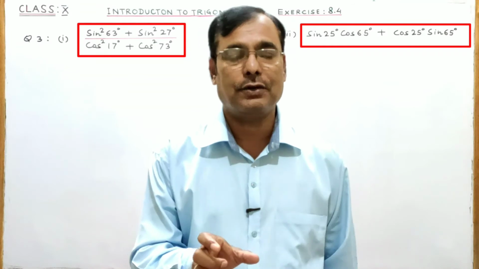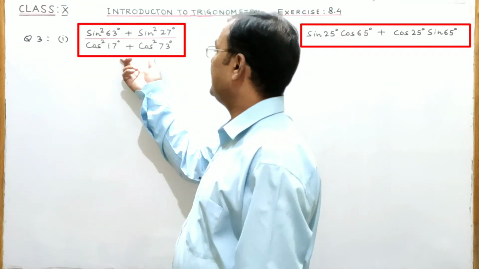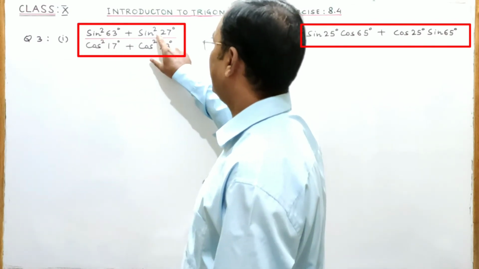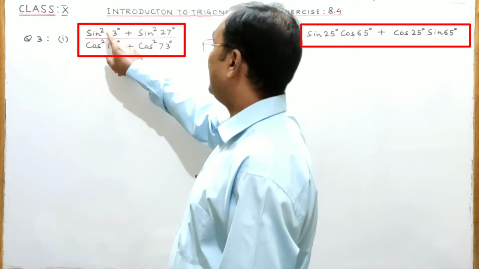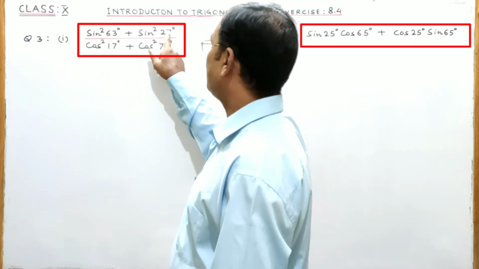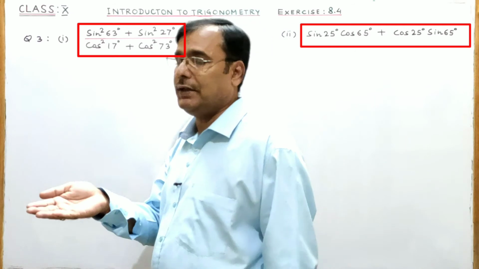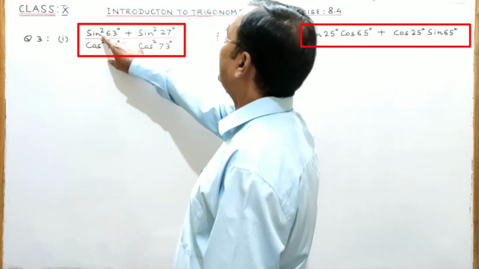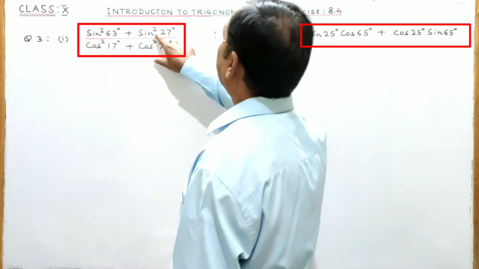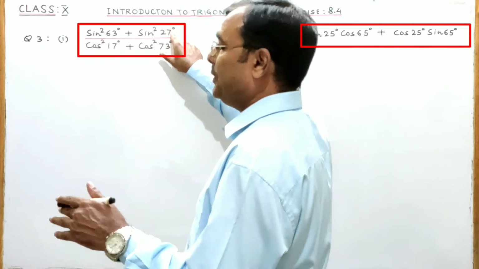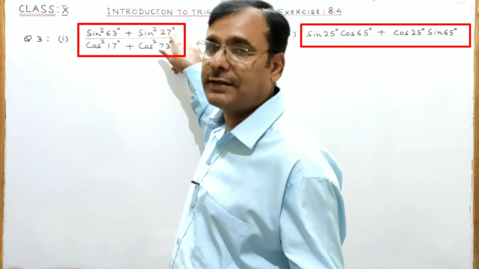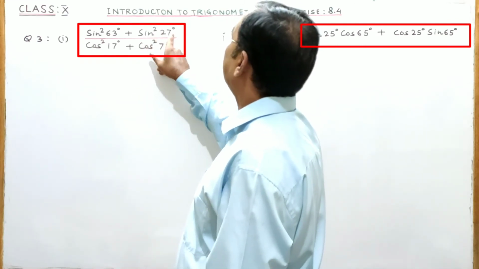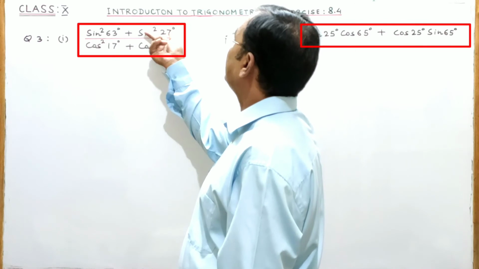So this idea we are going to apply here to evaluate this given expression, like sin square 63 degrees plus sin square 27 degrees. Out of two angles 63 degrees and 27 degrees, one angle we need to change in terms of the other angle. For example, here is sine square 63 degrees. This sine 27 degrees will be actually equal to cos 63 degrees. So sine square 27 degrees will be equal to cos square 63 degrees.